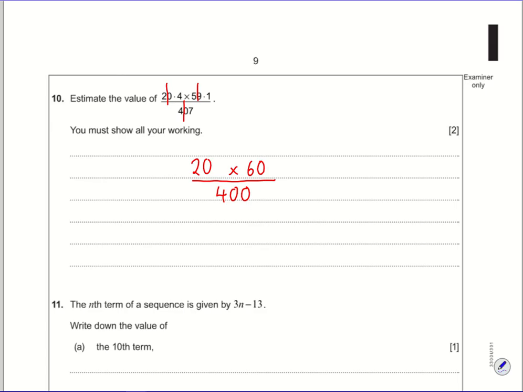So 20 times 60 is 2 times 6 with 2 zeros stuck on the end, so 1,200. We're dividing by 400. As long as we do the same to the top and the bottom, we can cancel some zeros out, so I can take 2 from each. That leaves me with 12 divided by 4, and 12 divided by 4 is 3. It's supposed to be easy, and if it's not easy, you've probably done your rounding wrong, or maybe you're not even rounding at all. But that word estimate is telling you to round the numbers before you start.